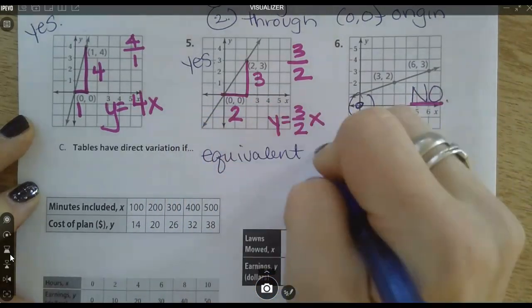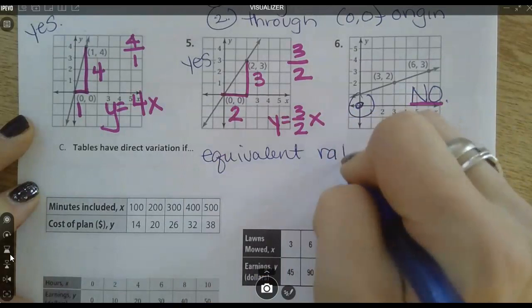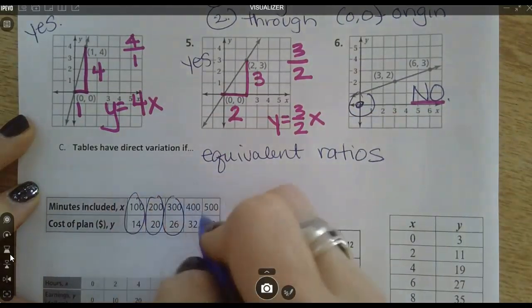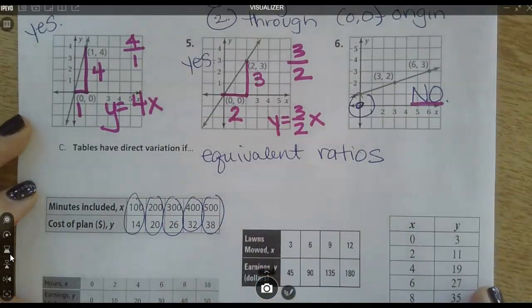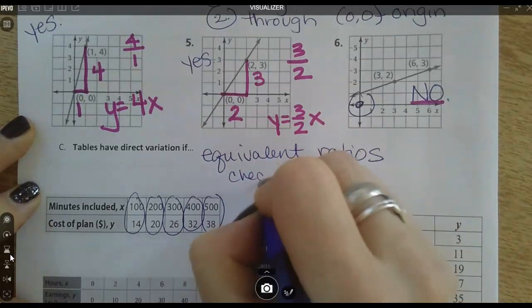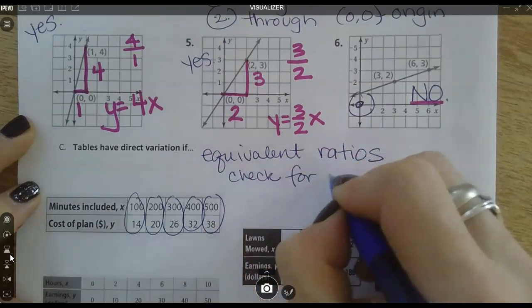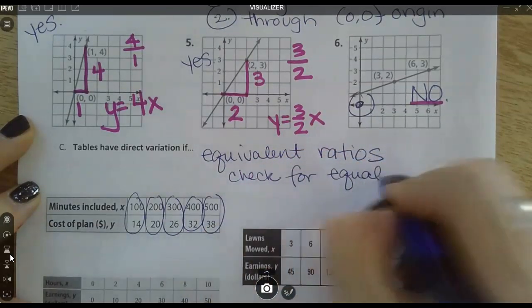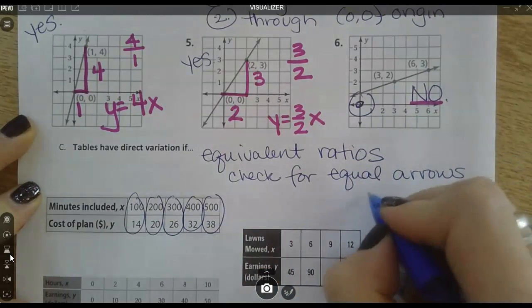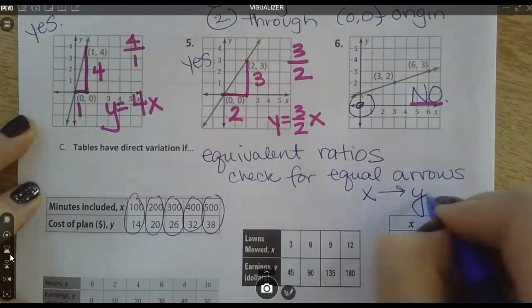It has to have all equivalent ratios. So when I'm looking at these ratios, x to y, x to y, x to y, x to y, they need to be equivalent. I can also check for equal arrows. And I'll show you what I mean. Equal arrows from x to y.